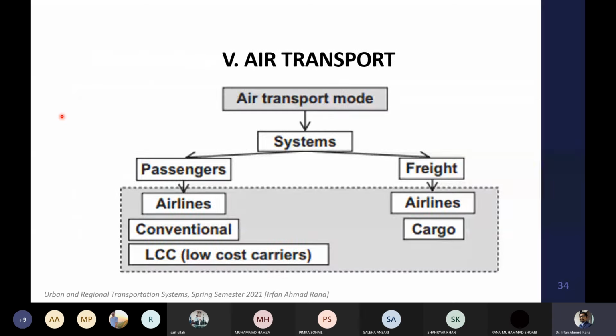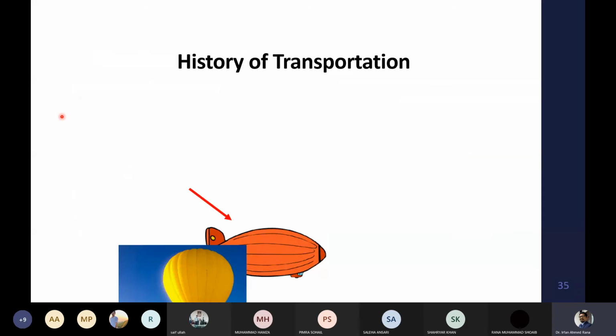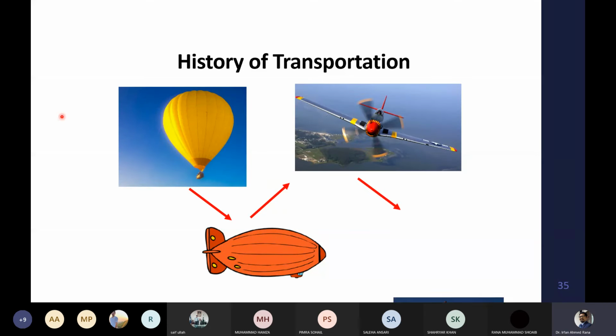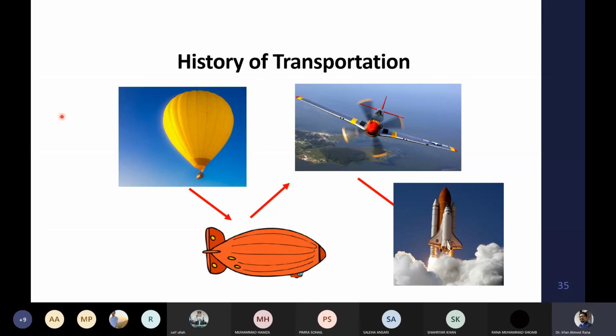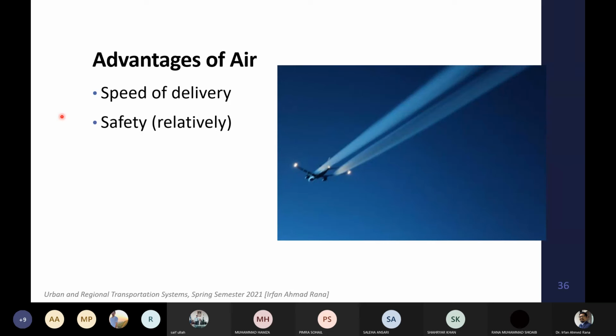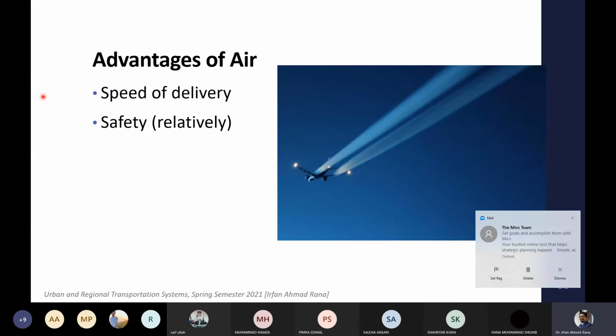Okay, then quickly moving on to air transportation. Air transportation has evolved, and maybe now space travel can be a part of air travel. The advantages are safety and the speed of delivery. That's the only advantage, but safety because, compared to the rest of the modes of transportation, it has the safest track record. But of course, if there is an accident, then the chances of mortality are also very high.